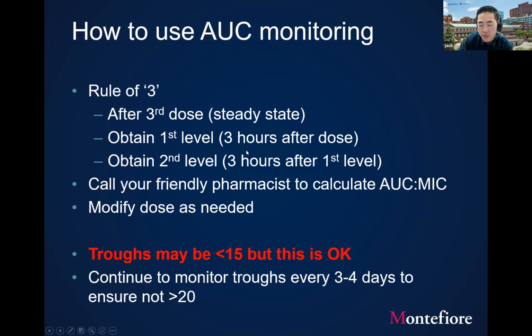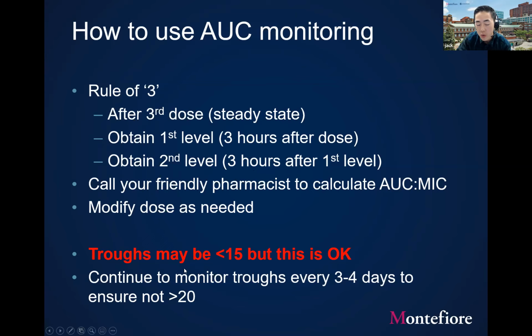Your first level is going to be 3 hours after you give the dose. For example, if they get the dose at 12 p.m., you want to recommend the first level at 3 p.m. Your next level is going to be at least 3 hours after the first level. So if you obtain the first level at 3 p.m., the second one will be 6 p.m. Then you can call us and we'll calculate the AUC over MIC and you can modify your dose as needed.